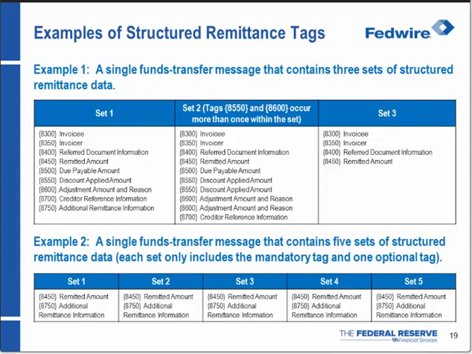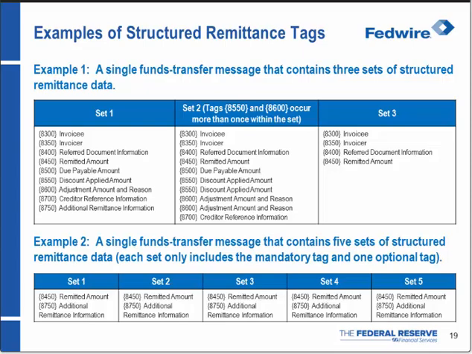All of the other tags are optional, but certain tags can only happen once. So if you look at the first set, what it's really showing here is every one of these tags happening once. But if you look at the second set, you can see some of the tags are happening more than once. So the discount applied amount, the 8550, you can see there's 2 of those, and there's 2 of the adjustment amount and reason. But there's actually only 1 of the invoicee and invoicer, because that can only happen once. And then in set 3, it's just showing a different example, but at a minimum, you must have the 8450, the remitted amount.